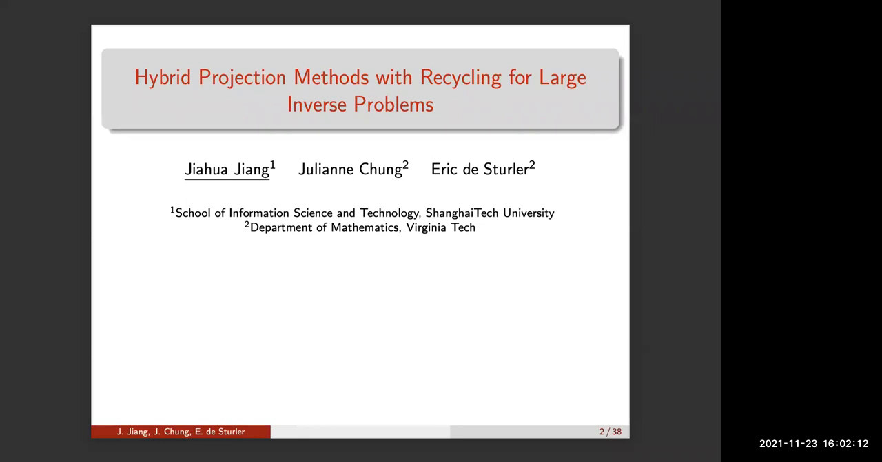Hybrid projection methods with recycling for large inverse problems. This work is joint with my postdoc advisors, Julianne Chung and Eric de Sturler, when I was at Virginia Tech.